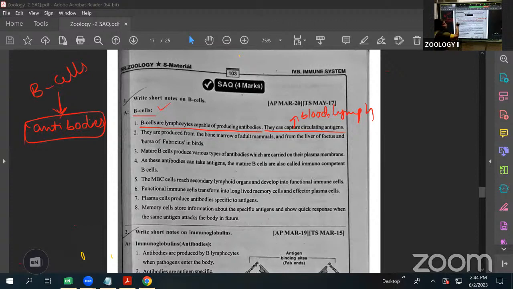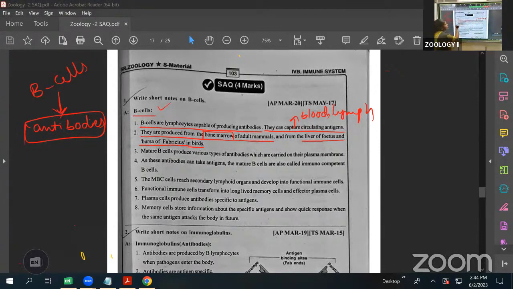Next, where are they produced? We already discussed this. They are produced from the bone marrow of adult mammals. In the fetal stage, they are produced from the liver. In birds, they are produced by the bursa of Fabricius. So B cells are synthesized in the bone marrow in the adult stage, in the liver in the fetal stage, and in the bursa of Fabricius in birds.